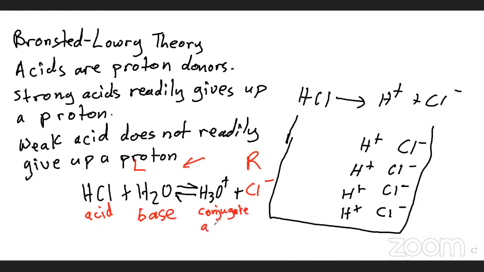Conjugate acid. So the species that is formed from the base. Look, H3O+ is coming from the water, right? Water, which is the base, accepted a proton to form H3O+. Whatever species is formed from the base, that's the conjugate acid. The H3O+ is coming from water when it gains a proton, not the HCl.